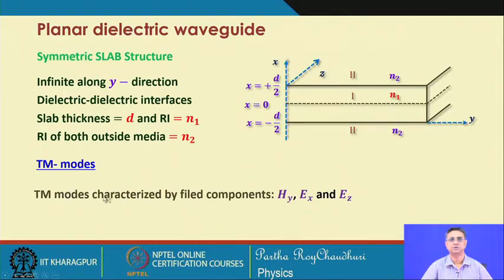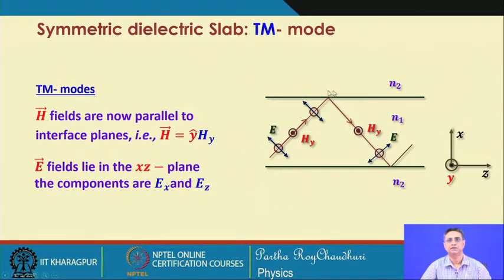And the TM modes are characterized by the Hy field, which is the tangential component of the magnetic field, and Ex and Ez will be associated with these TM modes. So, if you look at the TM field configuration, Hy will be tangential to the plane of the interface, parallel to the plane of the interface, but this time E will have two components, Ez and Ex. So, the H fields are now represented by y cap Hy.